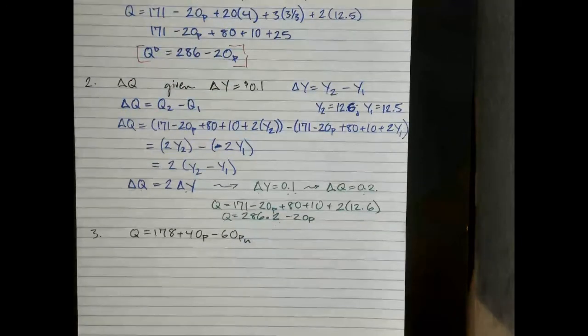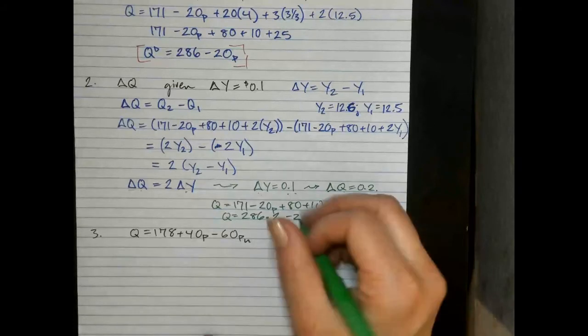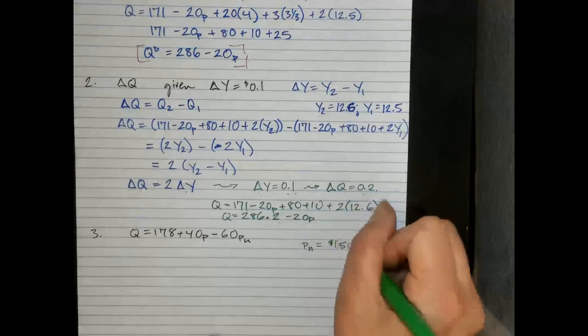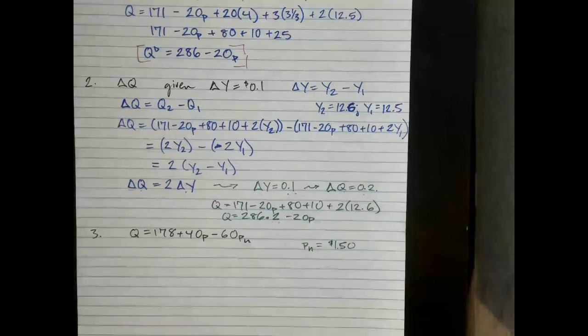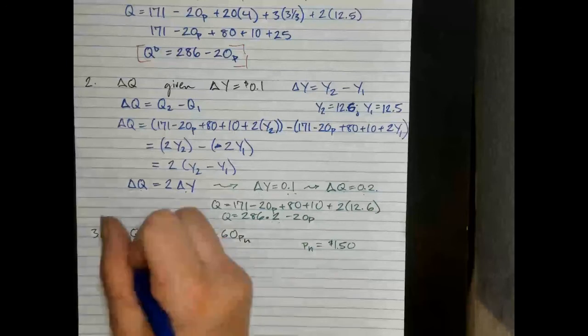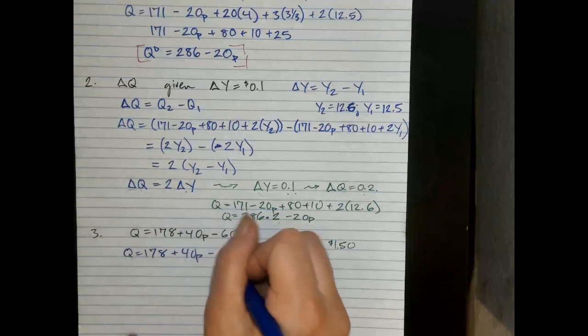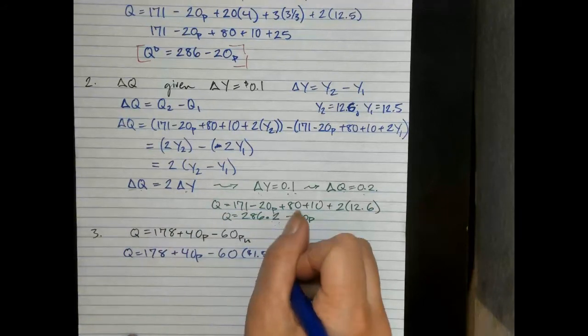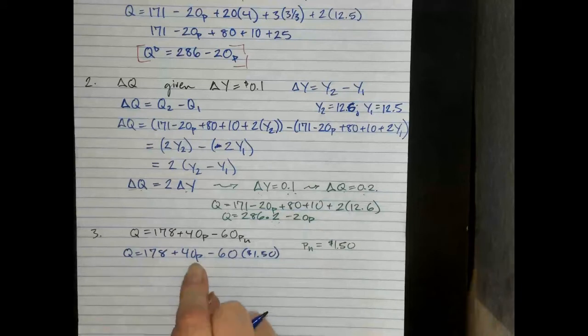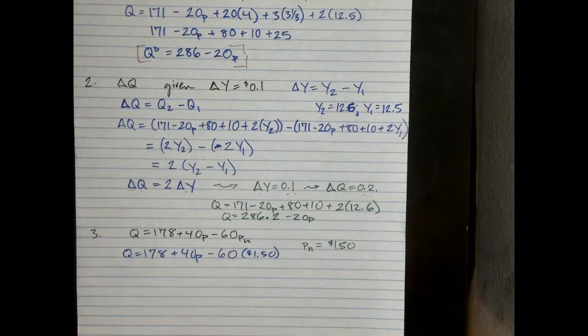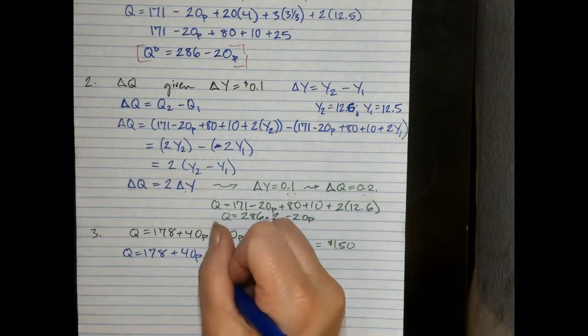And so what we can do here is hold, again, the price of hogs constant. If PH equals $1.50, what is the estimated supply function? Well, just plug it in, right? Q equals 178 plus 40p minus 60 times 1.50. And again, remember here, you notice that it is an upward sloping supply curve because there's a positive sign on the price component, right? So 60 times $1.50 is going to be 90.